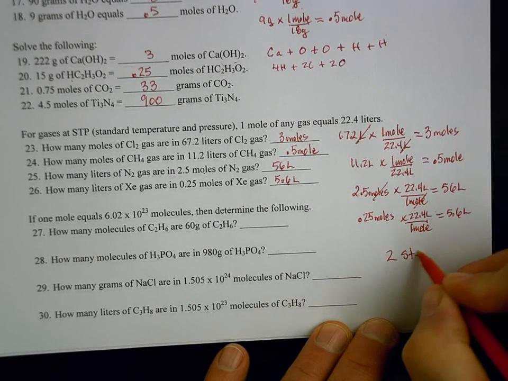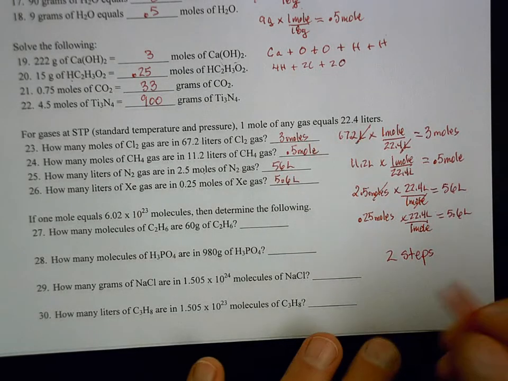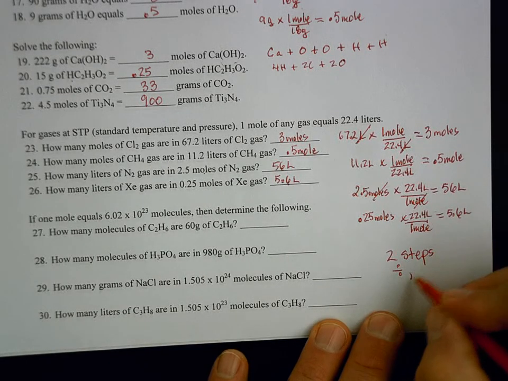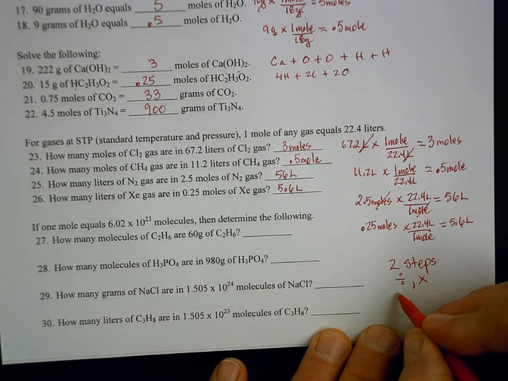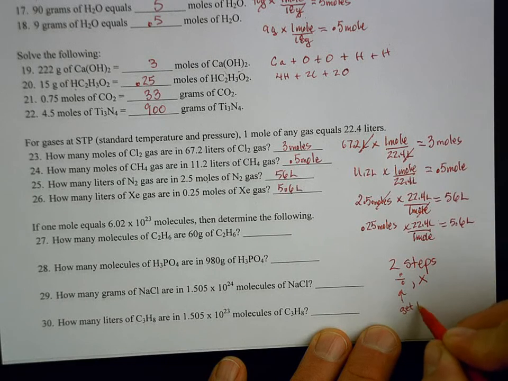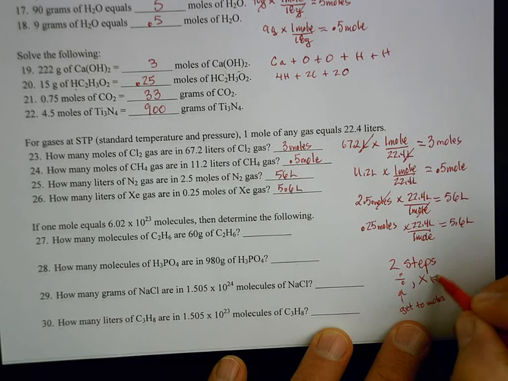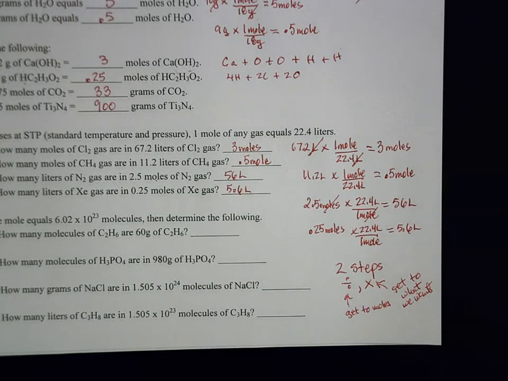that means you're going to do 2 steps. And your first step is going to be a divide, and your second step is going to be a multiply. The divide is going to get us to moles. And then the multiply part is going to get us to what we want. It's always going to be those 2 steps.